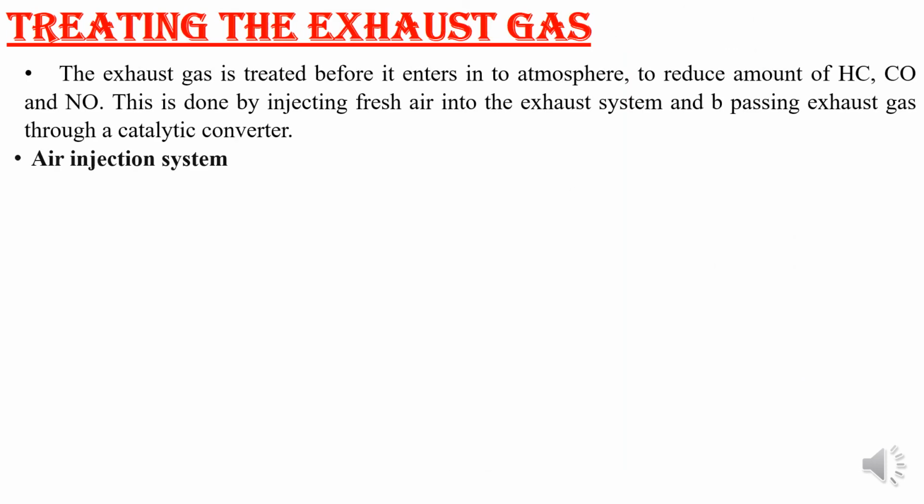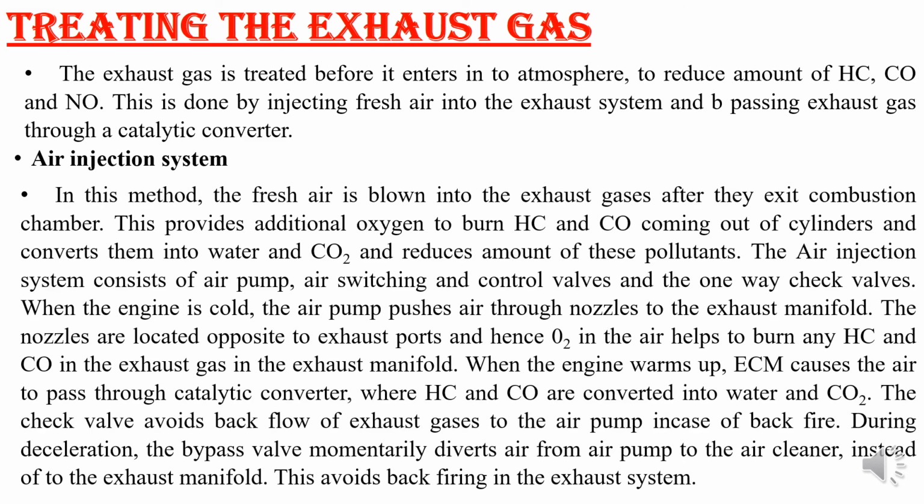Next, treating of the exhaust gas. So exhaust gas, before leaving into the atmosphere, we want to reduce the emissions like SC and CO. This is done by the fresh injection of air into the exhaust system and by passing the exhaust gas through the catalytic converter. So one of the things, the catalytic converter, will be there. So the air injection system will be there. In this method, before the catalytic converter, you just go through the air injection system. In this method fresh air is blown into the exhaust gas right after it exits from the combustion chamber, that is from the exhaust valve in the exhaust manifold.